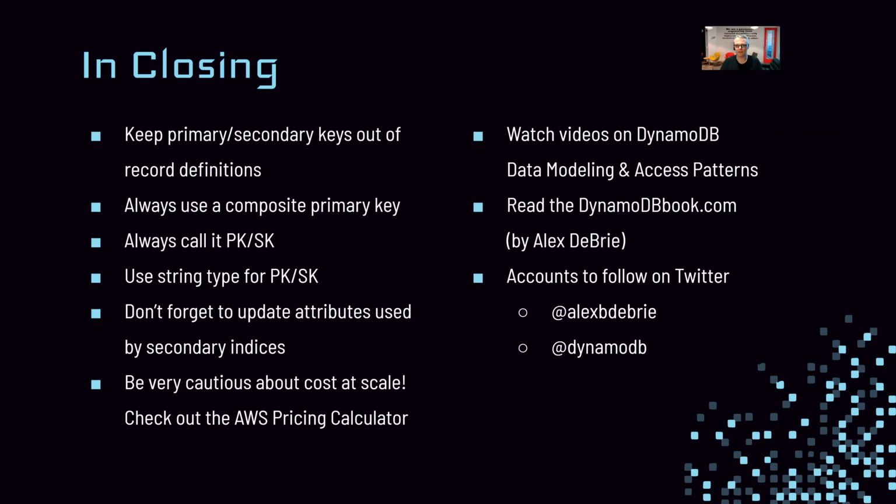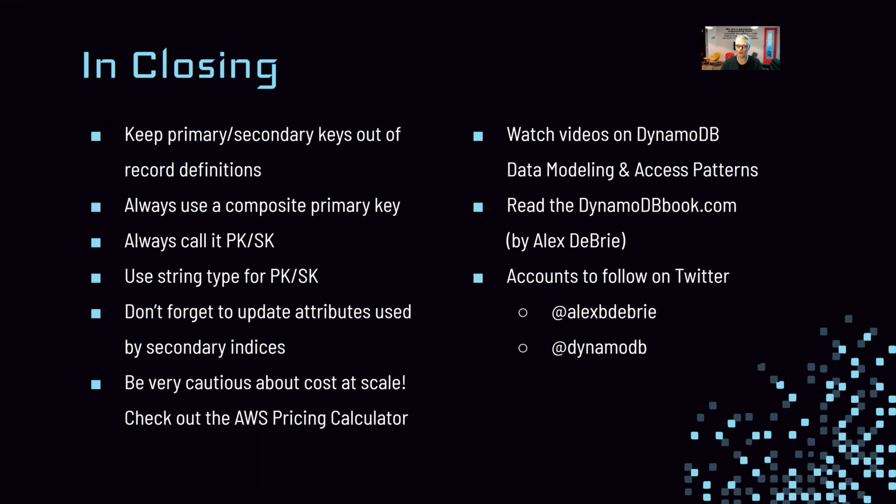So anyway, if you take one thing away, please don't put your partition keys and sort keys into your record definitions. Always use PK, SK, even if you don't see any need for SK. It's much easier to do at the beginning. Otherwise you have to tear down your table and recreate it in case you do want it later. Always use PK, SK, always use the string types. Secondary attributes used by secondary indices are entirely unused, so very error prone.